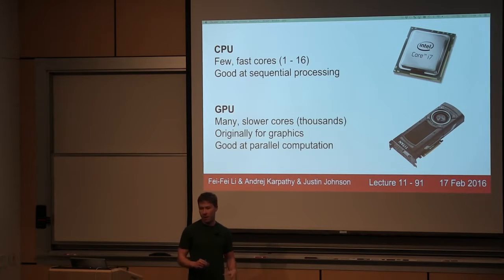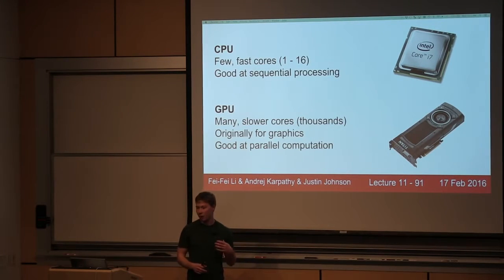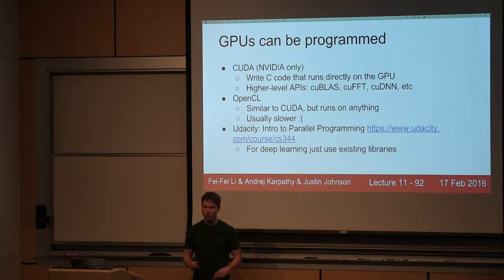GPUs, on the other hand, tend to have many, many, many cores. For a big guy like a Titan X, it can have up to thousands of cores. But each core can do less. They tend to run at a lower clock speed and be able to do less per instruction cycle. These GPUs were originally developed for graphics processing, so they're really good at highly parallelized operations, where you want to do many, many things in parallel independently.